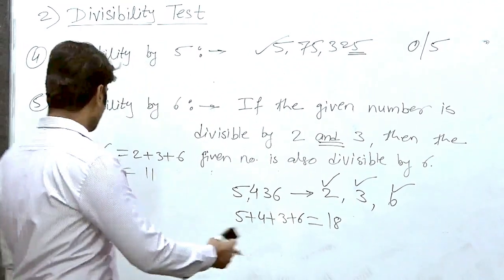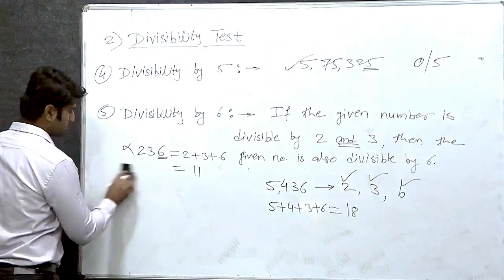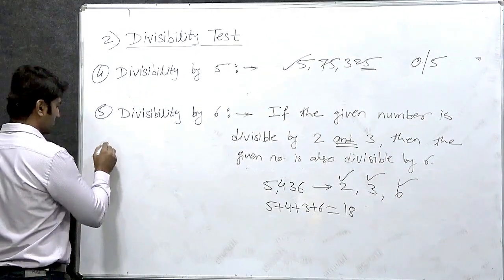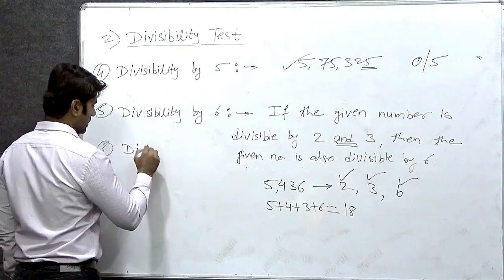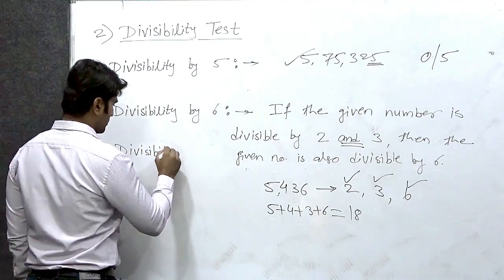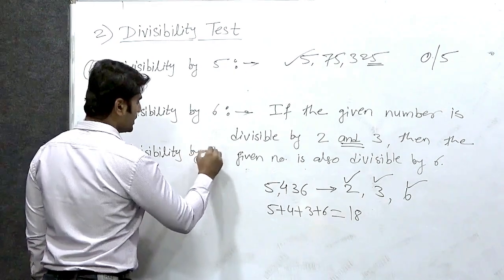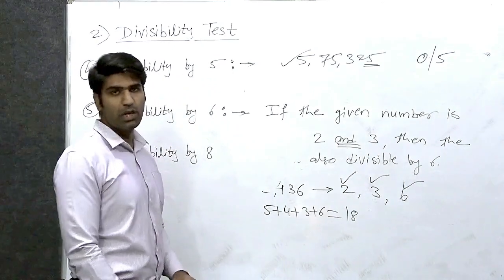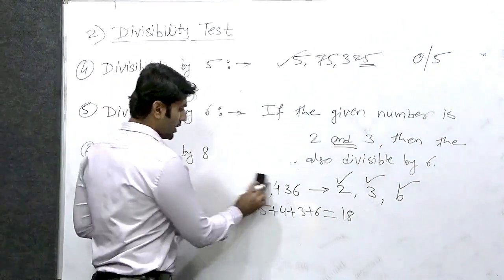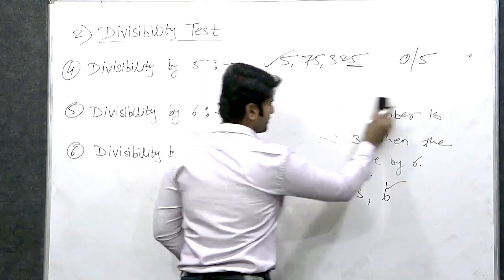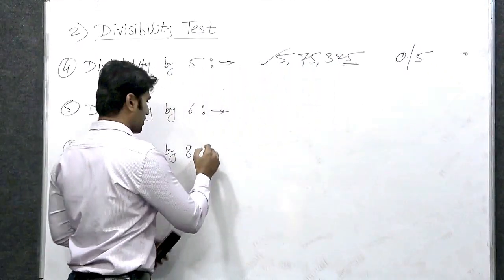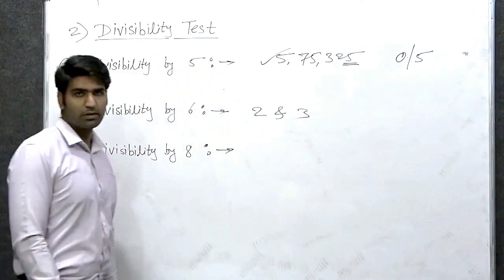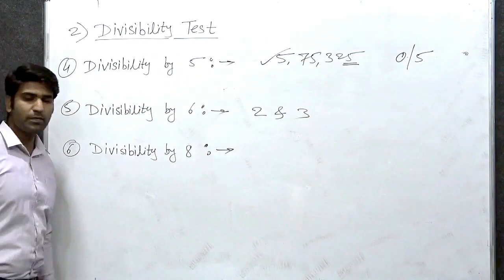Okay? Next one. Divisibility by 8. There is no divisibility test for 7. We don't have a divisibility test for 7. That's why the next number is 8. So here I write in short, 2 and 3. Okay, next, divisibility by 8.